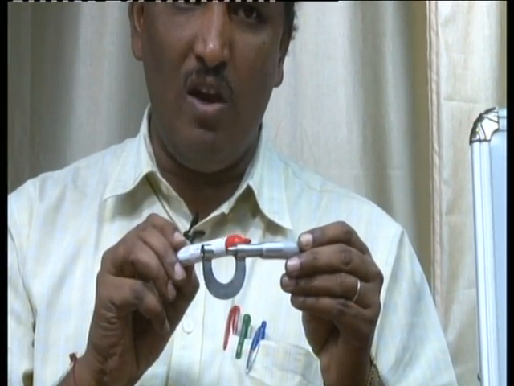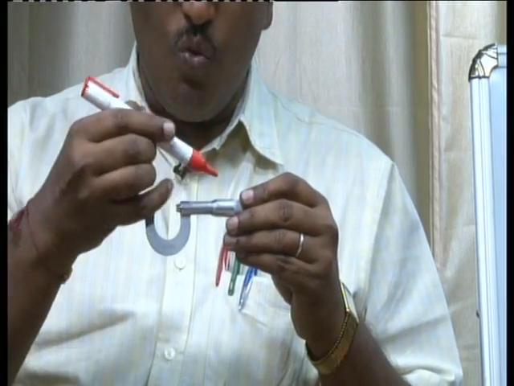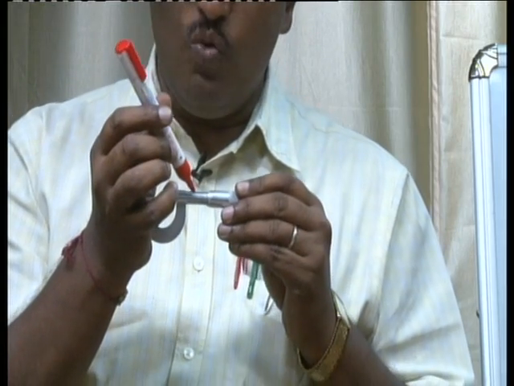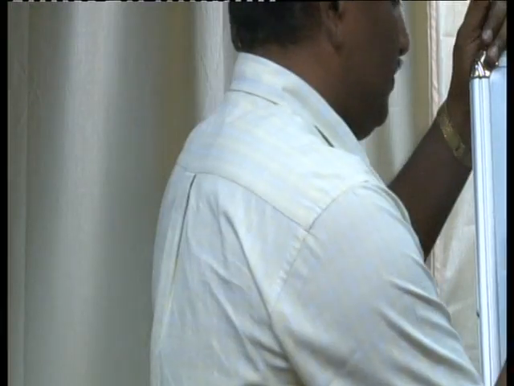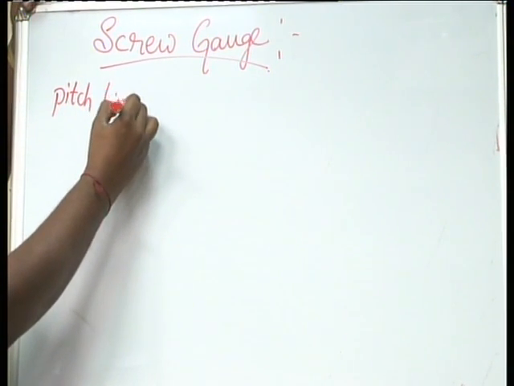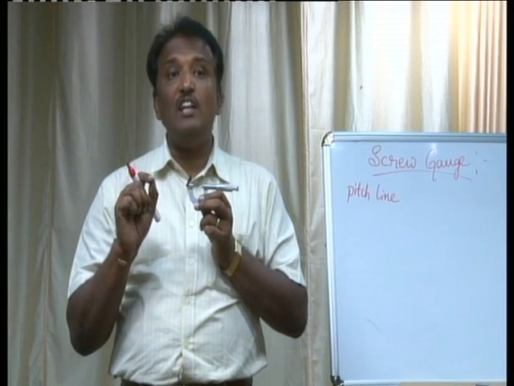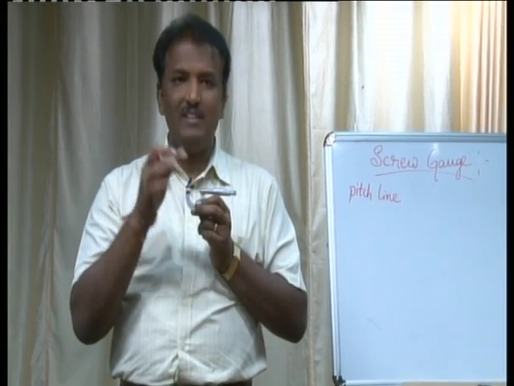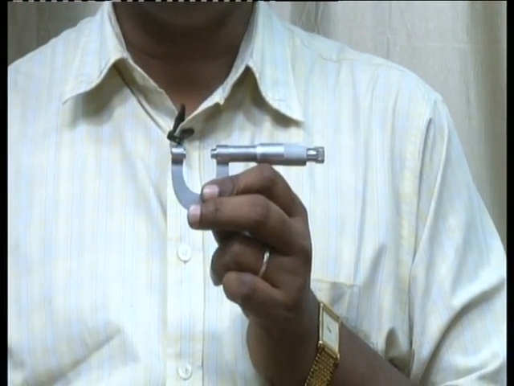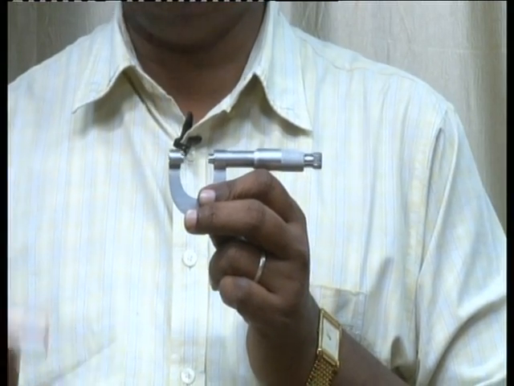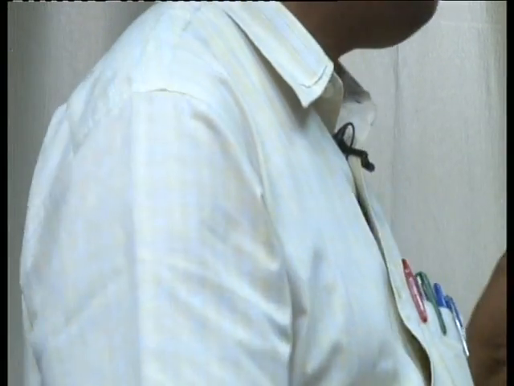Another end is connected to a hollow cylinder. On the hollow cylinder, you can observe one horizontal line present. That line you call a pitch line or base line of a pitch. On the pitch line, there is a scale which is graduated in millimeter. Since that scale is there on the pitch line, that is why it is called a pitch scale.